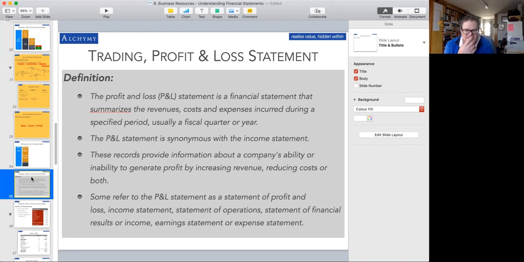It's synonymous with the income statement. P&L statement, profit and loss account, income statement, it's the same thing. And it tells us how the company is doing in terms of generating that surplus, that profit. Different people refer to it as the P&L statement, the P&L, the profit income statement, the statement of operations, the statement of financial results, or income and earnings statements. Again, there's lots of different names. It's basically the same thing. It shows us our sales or revenues, all of our costs, arriving at hopefully a profit.